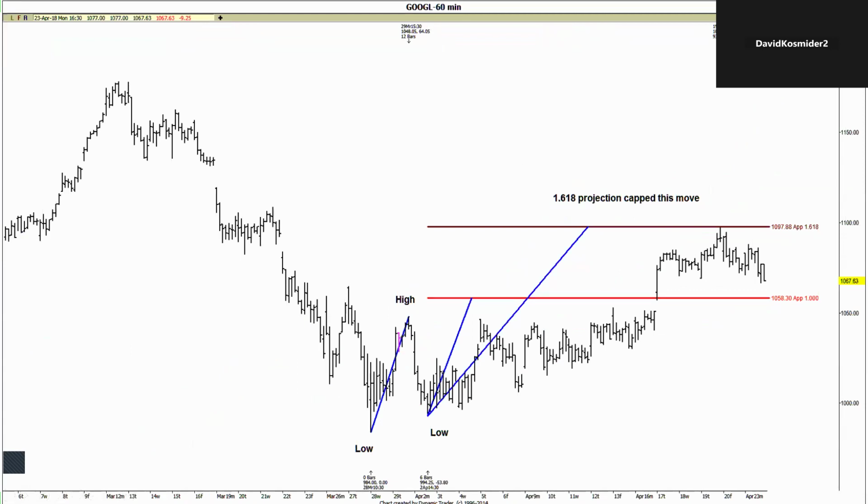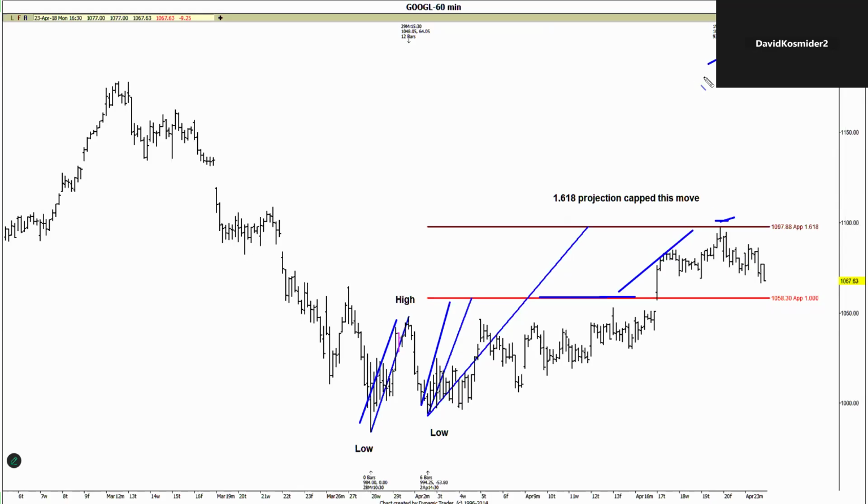This next example is on a 60-minute chart of Google. We have a prior low to high swing. We projected 100%, and then after we went beyond 100%, I also projected 1618. In this case, this did not stall the market. We actually gapped through it. But when we got to the 1618, it was worth knowing it because, hey, there's resistance.